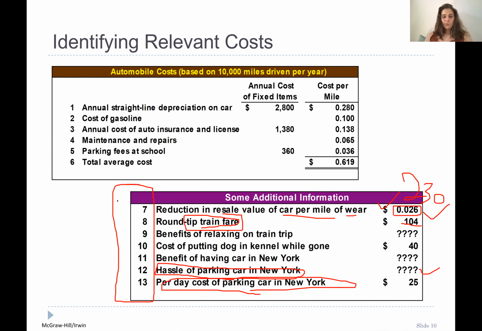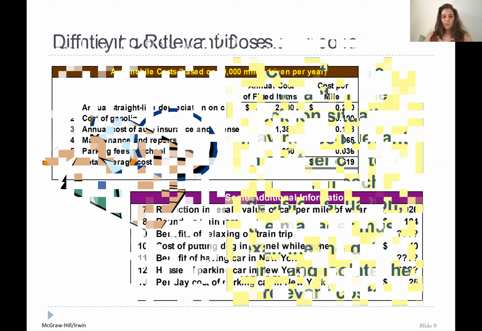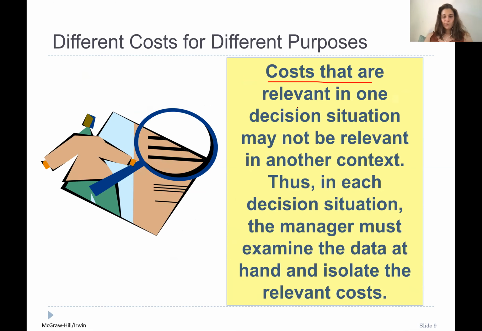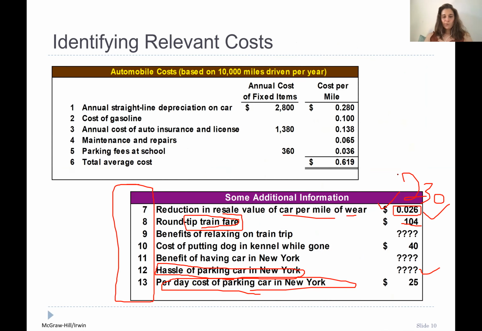Maybe if you compare those costs with some other decisions, these become irrelevant. So the question here, that argument that costs are relevant in one decision situation may not be relevant in other contexts, right? So it means your scenario completely changes if the decision is something else.